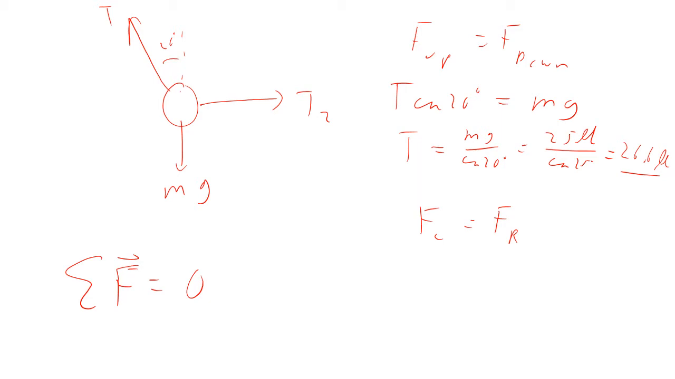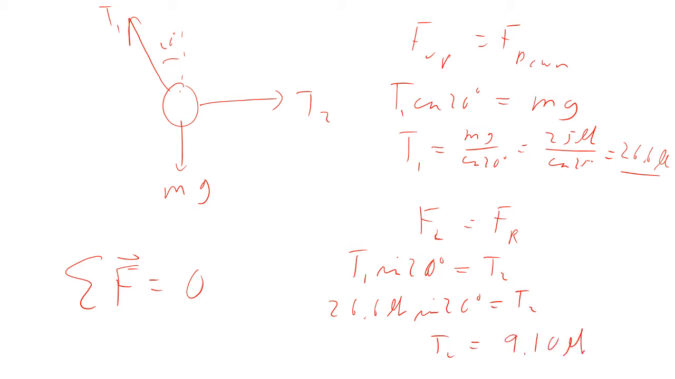Okay, so force left equals force right. So force left is going to be T sine 20 degrees, or T1, or I guess we can call that T1. T1 sine 20 degrees, and then that has to equal T2. Well, we just found out what T1 is, so that's 26.6 pounds sine 20 degrees equals T2, so T2 is going to be 9.10 pounds. Okay, so there we have just pulling the thing off to the side.